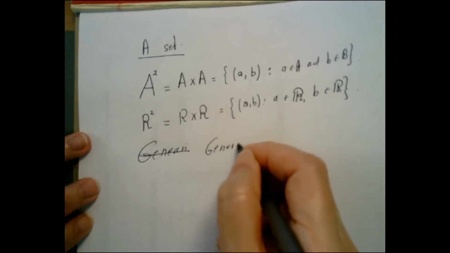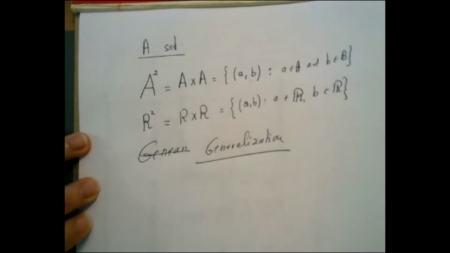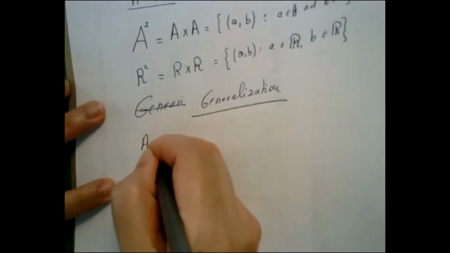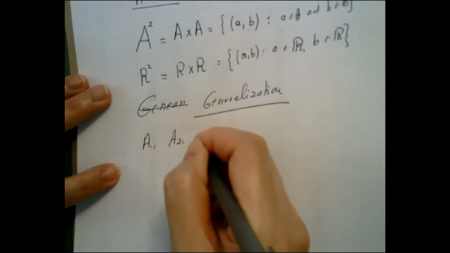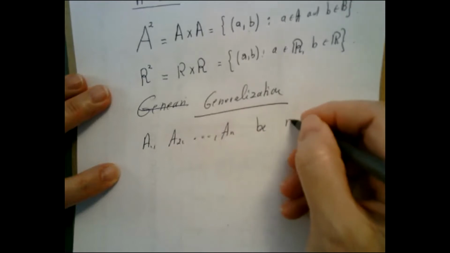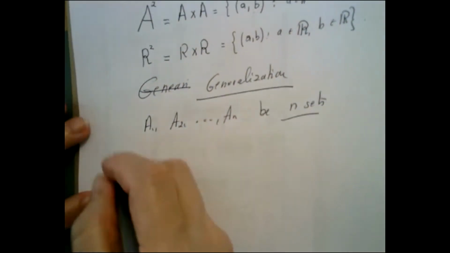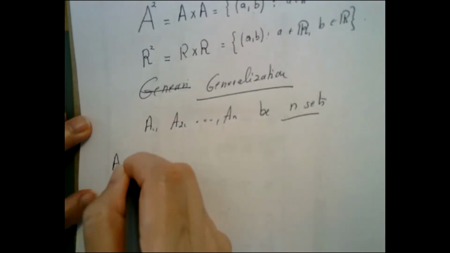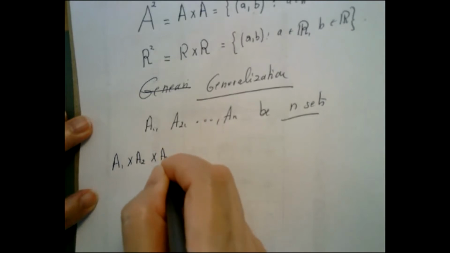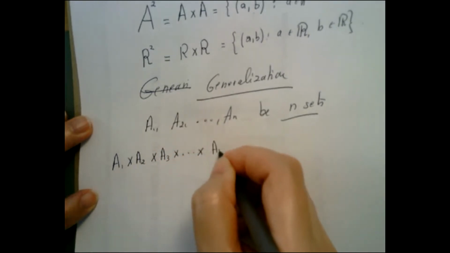Generalization. Okay, so what's the idea? Suppose I have A1, A2, etc., AN, sets. So all kinds of sets, n of them. Then we define a new set called A1 cross A2 cross A3 and so on up to AN. That's the Cartesian product.